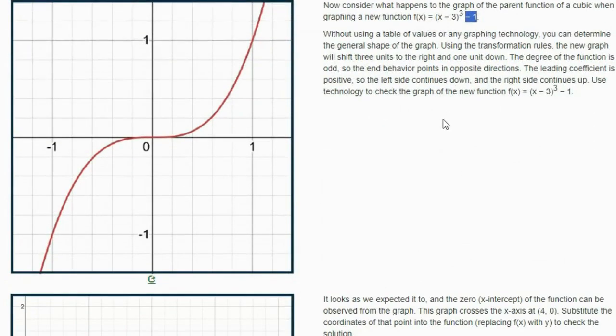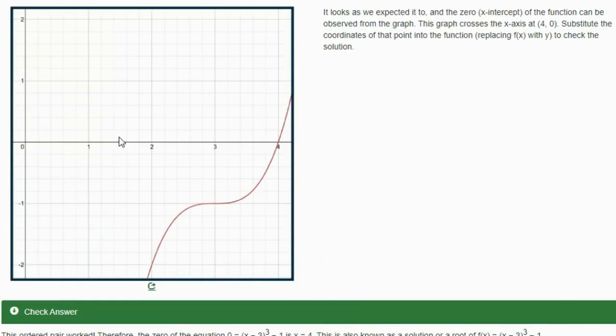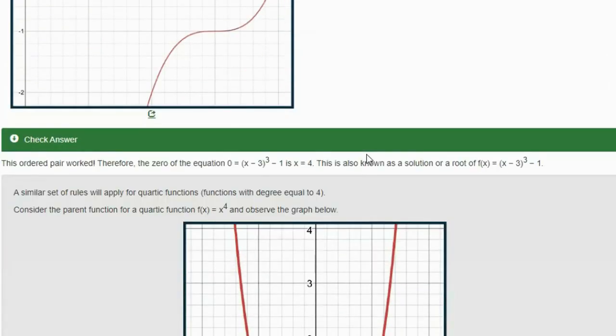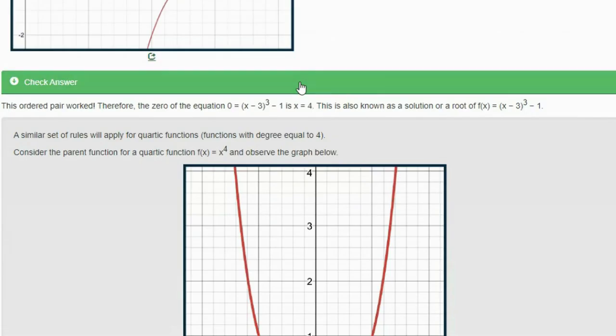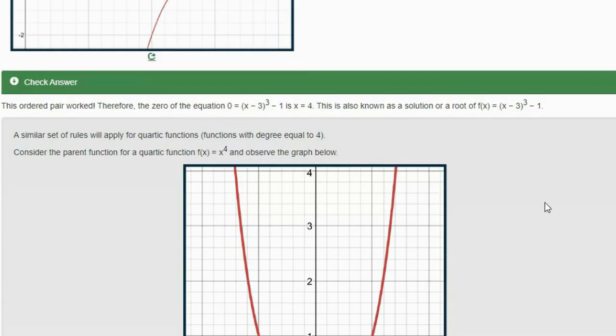So use technology to check that, it says. So, yeah, we know it. And here's what they showed. It went over to 3 and down to negative 1. It says check your answer. Then they substitute that back in there to see that it does equal 0.